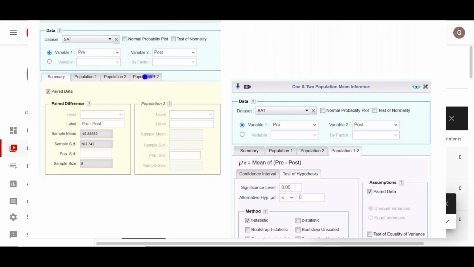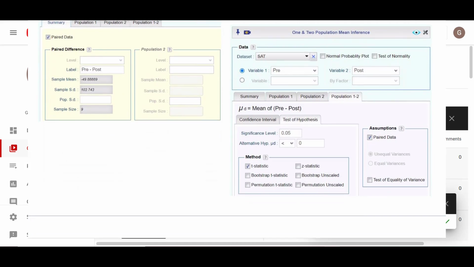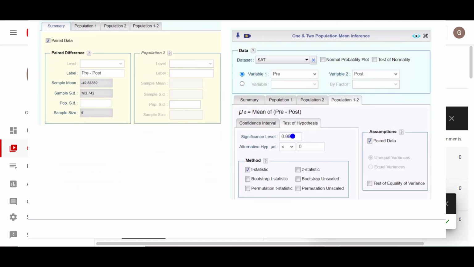Then you'll skip over and click population 1, 2, and you will include your significance level, your alternate hypothesis less than, greater than, or not equal to, and it's, of course, can be 0. We will choose T statistic again because you know the sample standard deviation of the difference, not the population standard deviation. And then this will already be checked because you checked it on the summary screen. If you forgot to click it on the summary screen, you can click it here. Okay, and then preview, and that's it.